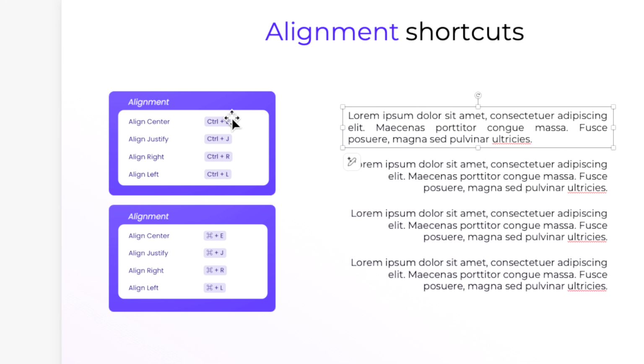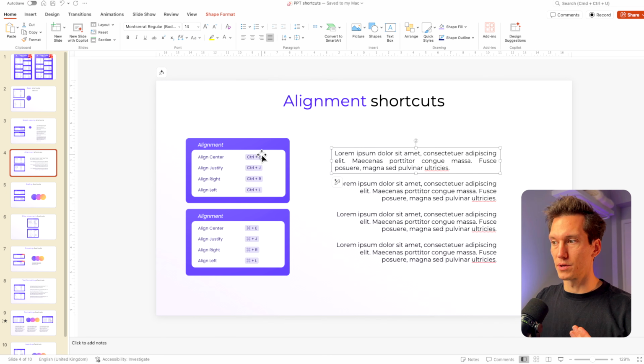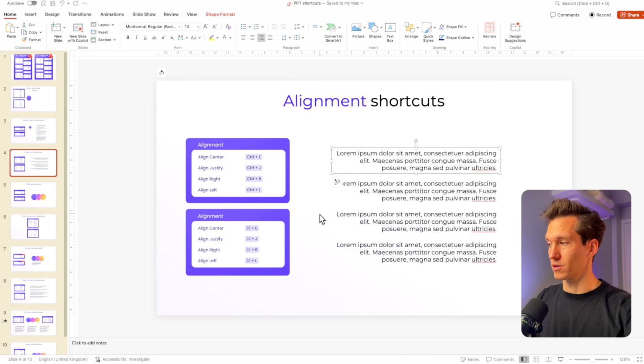Now what you can do instead is you can use Control or Command E, J, R, and L. So the E stands for center. That is the only odd one out since Control C is already taken, but the other ones are pretty straightforward. So J for justify, R for right, and L for left. So Control R to align to the right, L to the left, J justify, and E center.